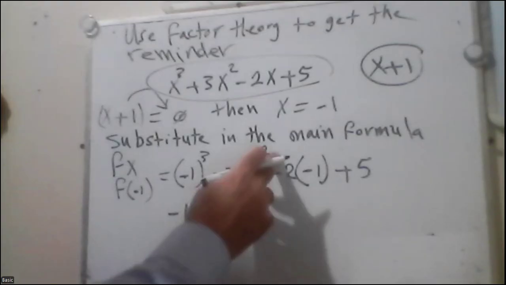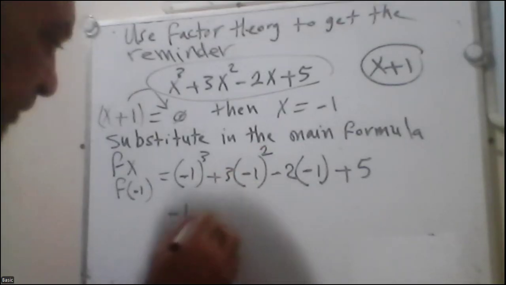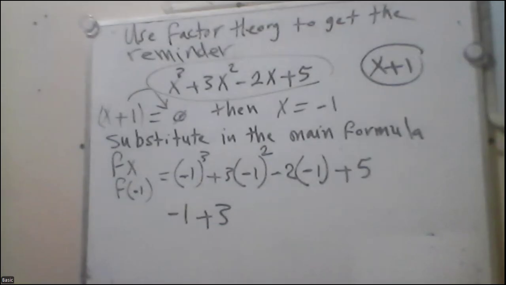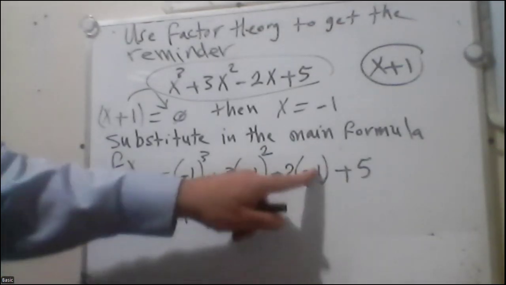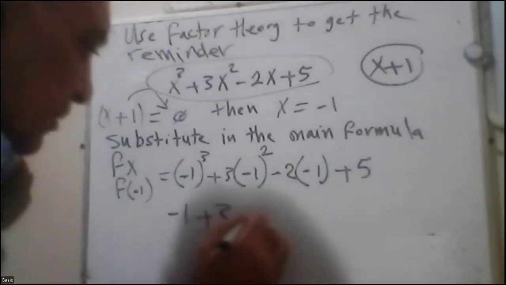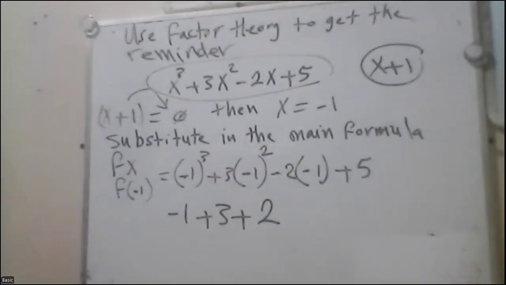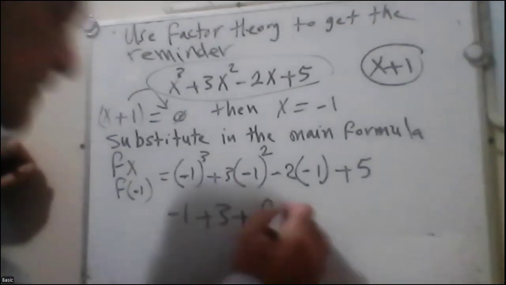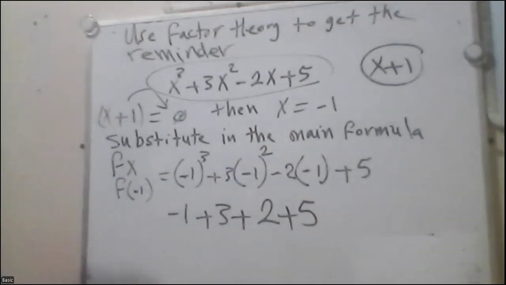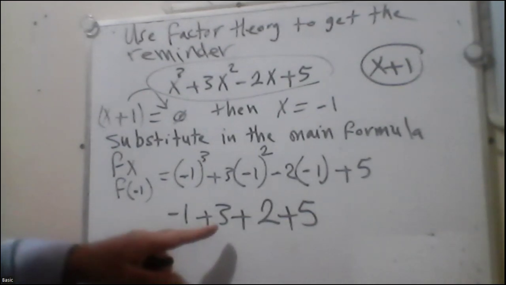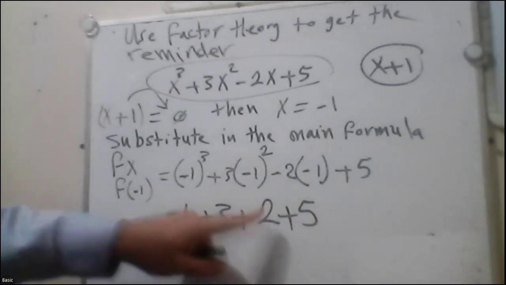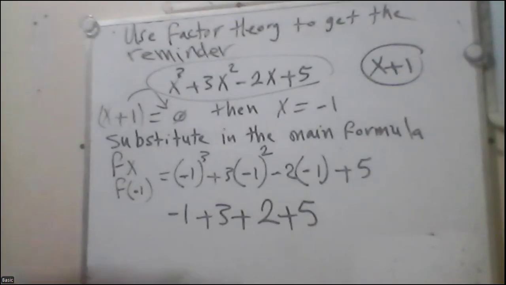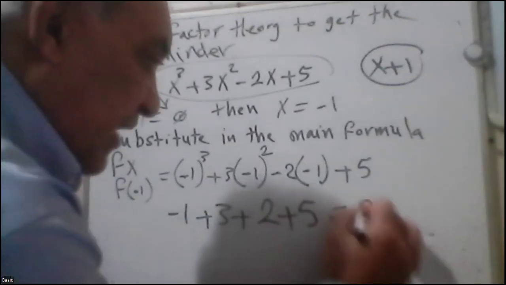Minus 1 all squared is 1. Multiplied by 3, that will be 3. Then minus 2 and minus 1, that will give me 2. Minus and minus is positive, like we said before. Then plus 5. Then 3 plus 2 plus 5 will equal 10. 10 minus 1 will give me 9.